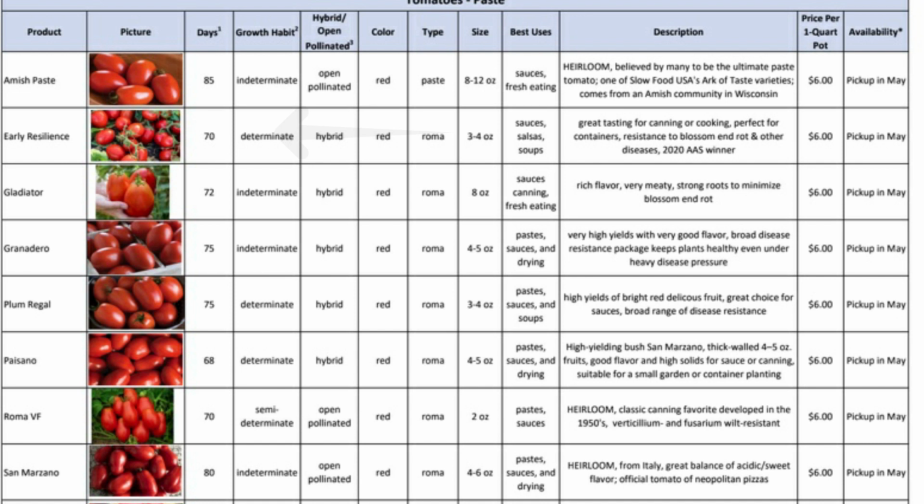So like Early Resilience, Gladiator, Plum Regal, Paisano. San Marzano is not actually a Roma, but it's in that category. They're all plum-shaped tomatoes. They're really meaty. They don't have a lot of seeds. They have a small core. They're good for processing. Yep, and these come in all sorts of different shapes and sizes, ranging from that Roma VF that Jennifer mentioned at about 2 ounces, all the way up to some like Super Sauce that are much bigger, pushing close to a pound.